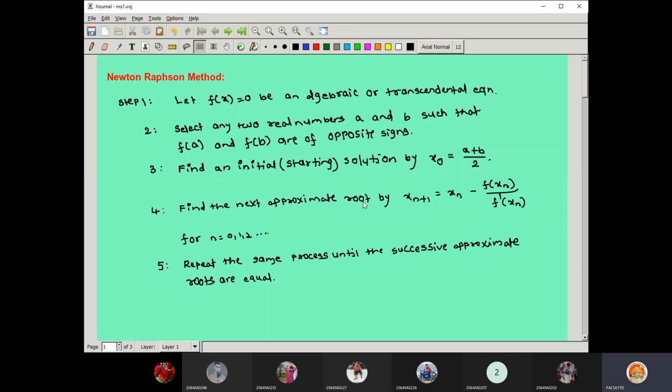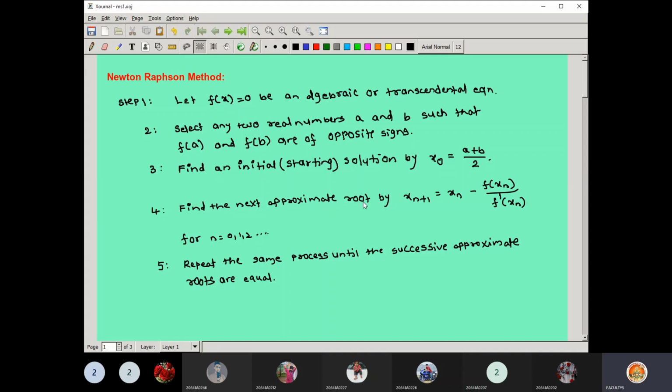So let us enter into our last method in finding the solution of algebraic and transcendental equations. It is given by the mathematicians Newton and Raphson, so it is called the Newton-Raphson method. Before entering into the problems, first I give you the procedure and later on we enter into our problems.